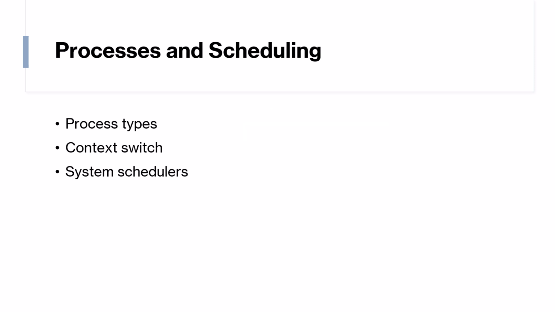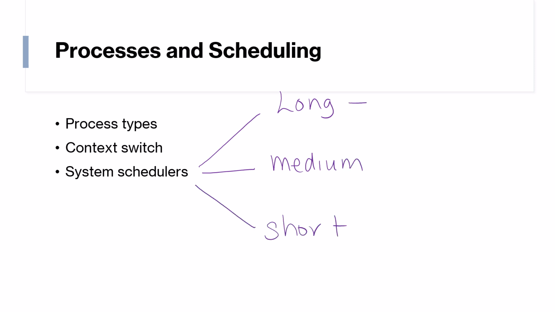The next thing is system schedulers. Just to remind you, we have a long-term scheduler, a medium-term scheduler, and a short-term scheduler. The long-term scheduler is in charge of admitting processes into the system. In order to take a program, turn it into a process and admit it into the system, it needs to be loaded into memory. Not all operating systems have this unit, but it is in charge of admitting new processes into the system, and maybe there needs to be an order in which they get admitted.